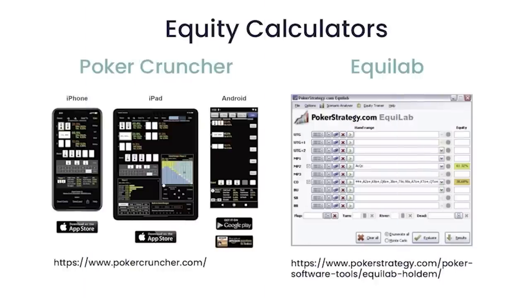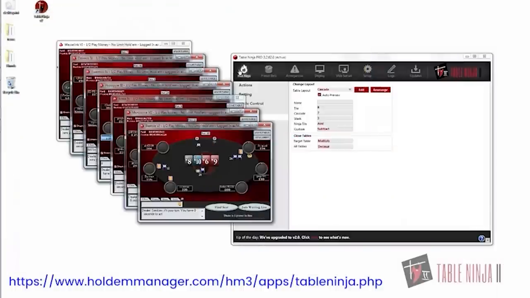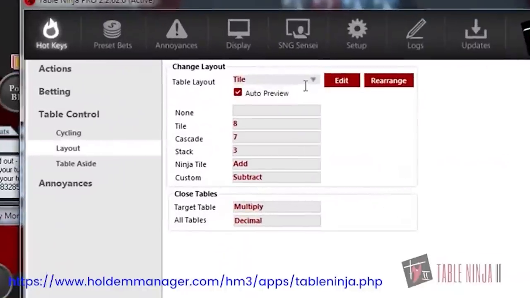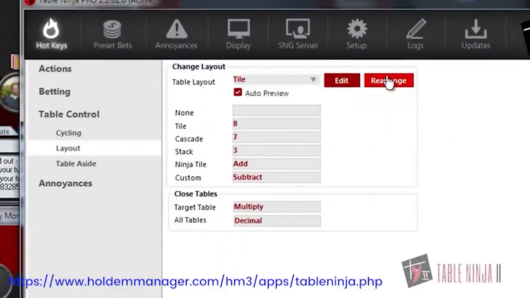So just some examples of some softwares you can use are equity calculators like PokerCruncher and Equilab, hand tracking programs like PokerTracker, and just a tip for anybody playing online, there's a program called Table Ninja. If you are going to multi-table, Table Ninja is a program where you can use your keyboard to help make your decisions faster. So when I had it set up, I would have my space bar fold for me. I'd have the Alt button raise to 3 times the big blind. So it's just a way to make your life a little bit easier and get your bets out there faster.